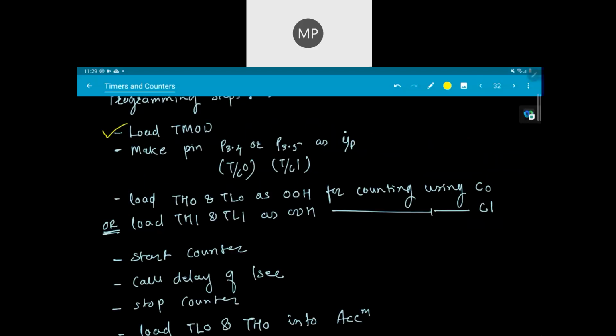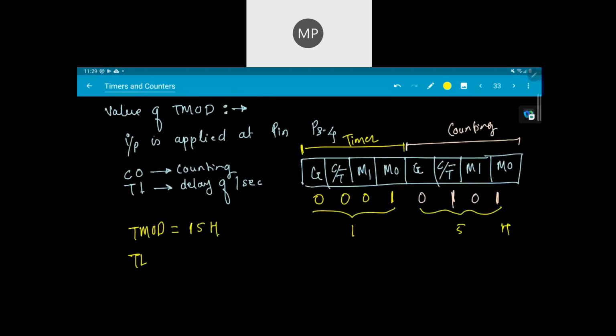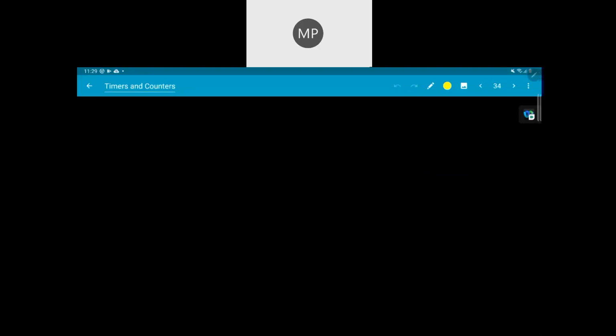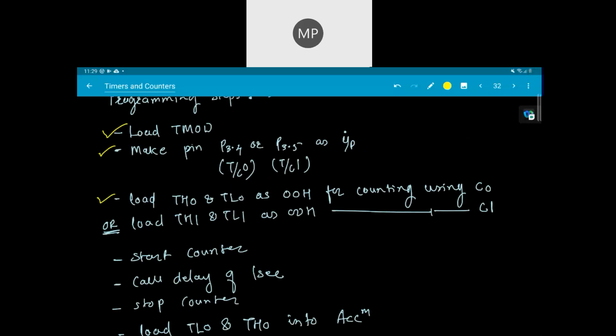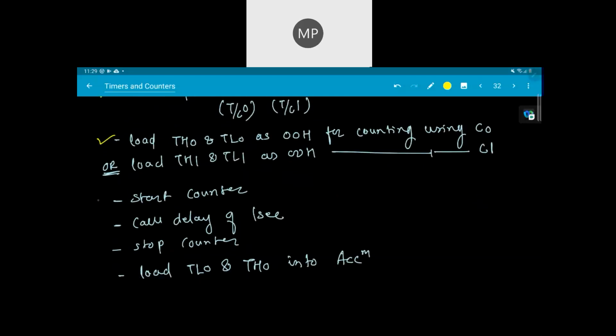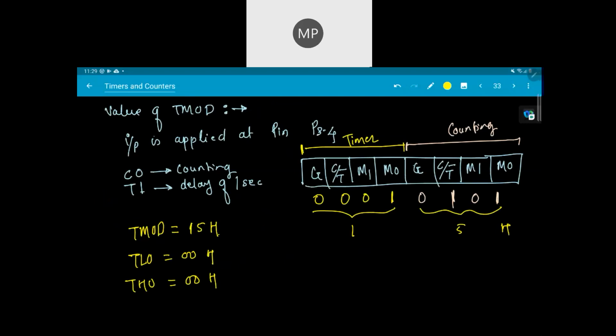Now I have calculated this, then let's make the pin as output, that is okay. Then I have just to load the values of TL0 and TH0 as 00, that is also okay, right? So my next step is to make TL0 equal to 00H and TH0 again 00H, right? Then what is the next step? Next step was to start the counter, that is fine, and then call a delay of 1 second. So we have to make a delay of 1 second. So let's generate a delay of 1 second, right?